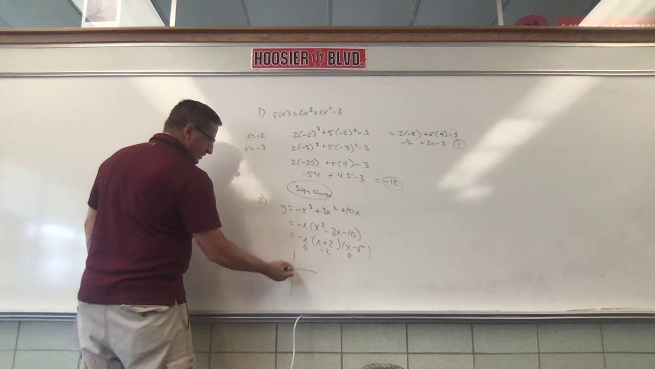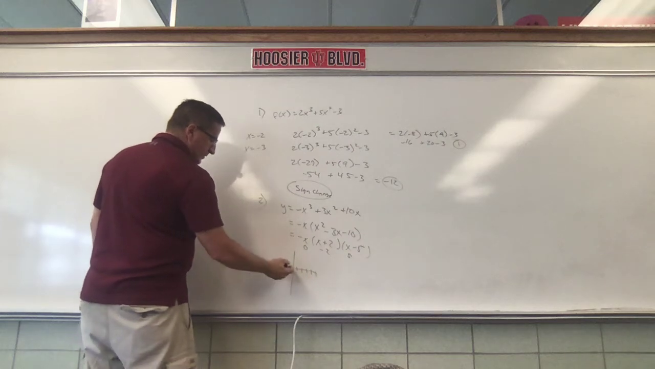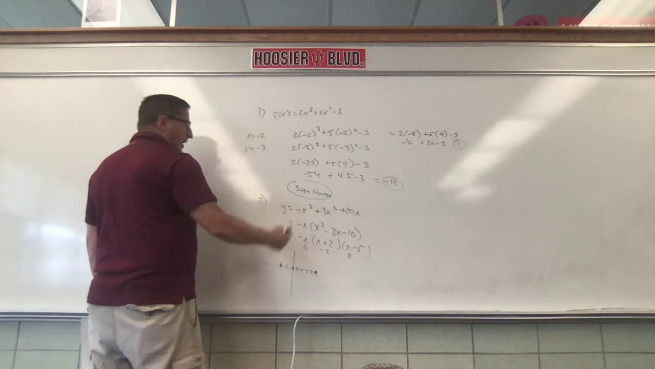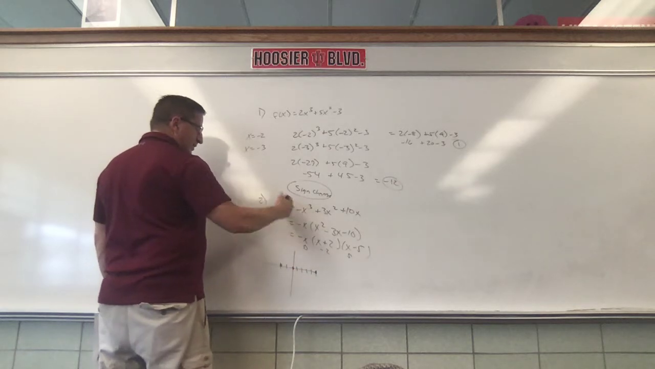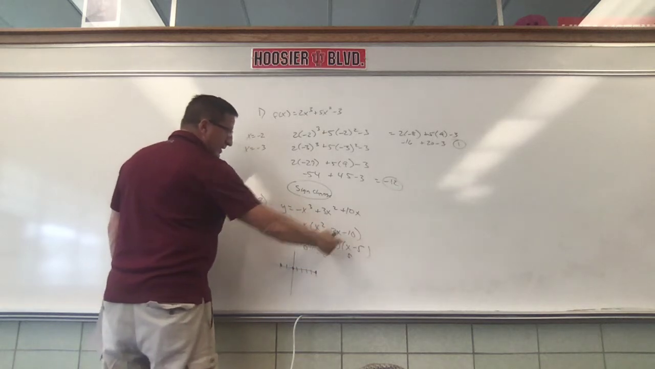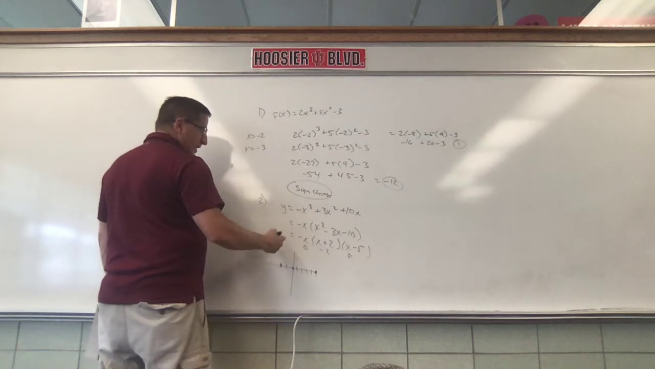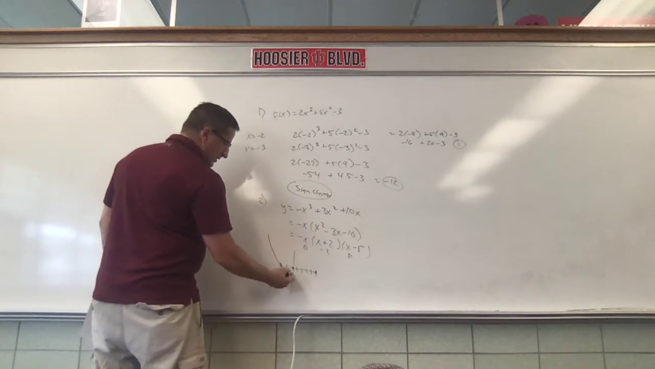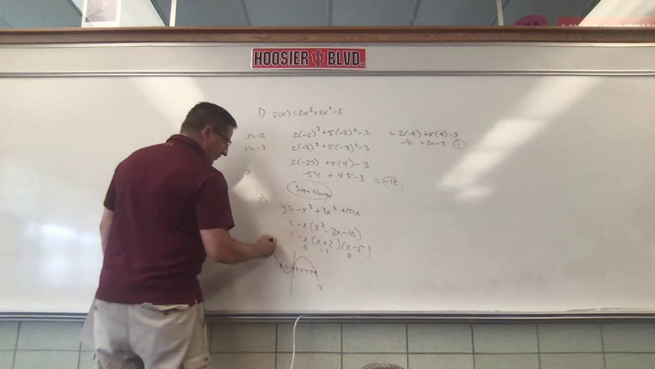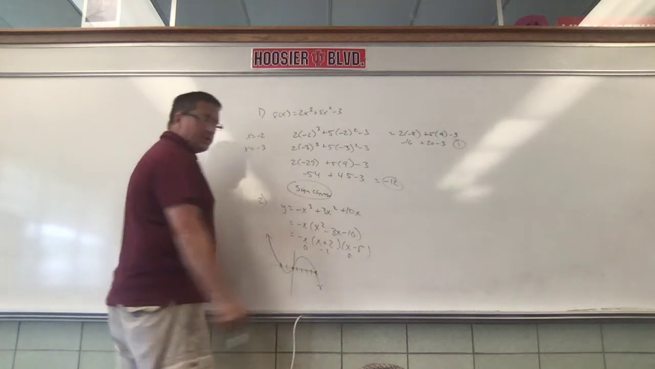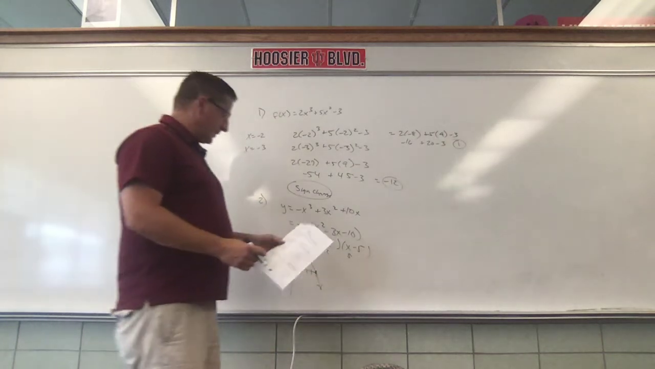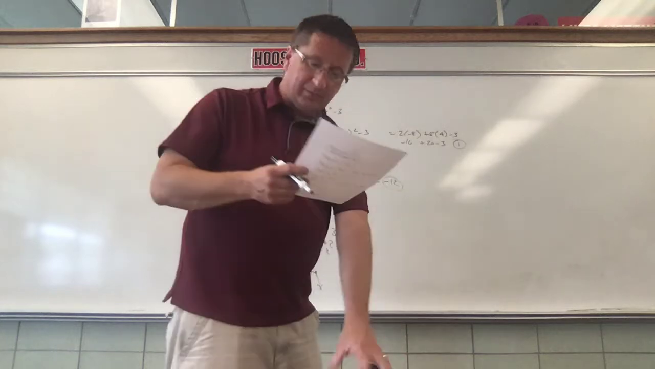0, -2, and +5. This is third degree, so it's not going to bounce anywhere. It's not raised to an even power. Third degree, so it's S-shaped going down. So it's going to go like this, this, this. Just a rough graph. How far down do you go? I don't care. How far up do you go? I don't care. Okay?